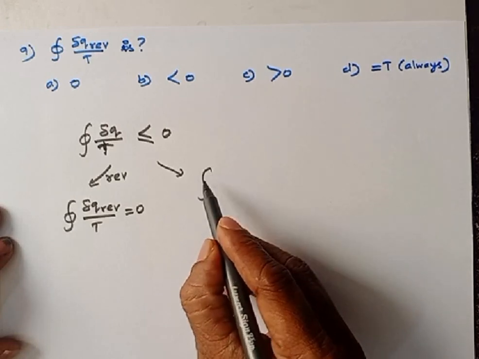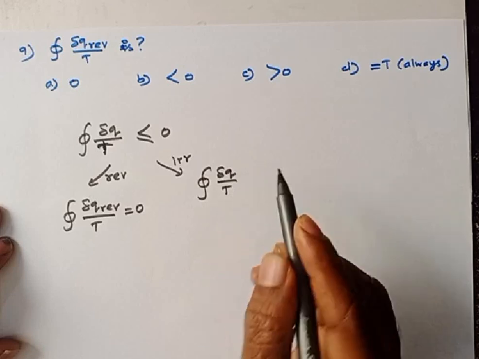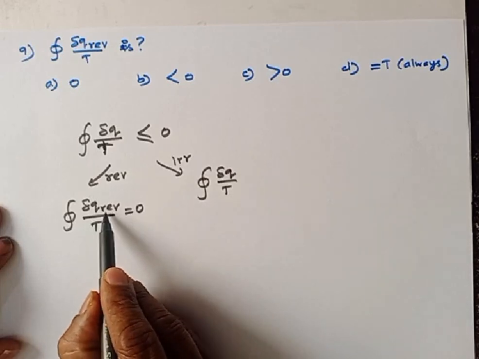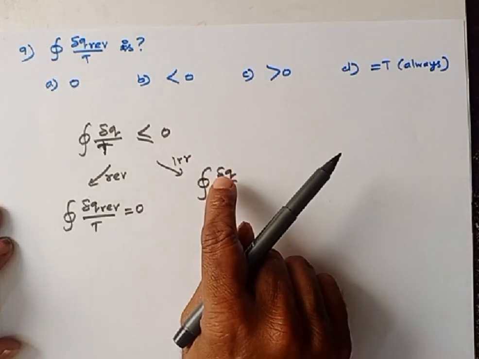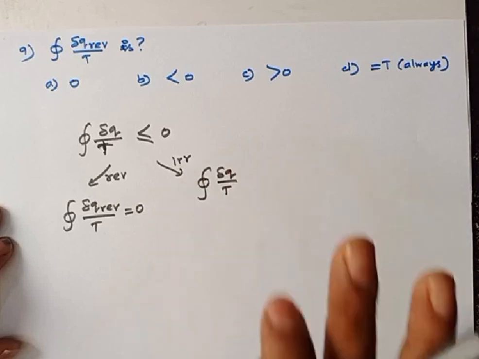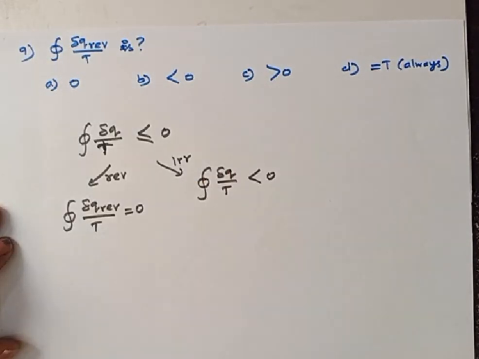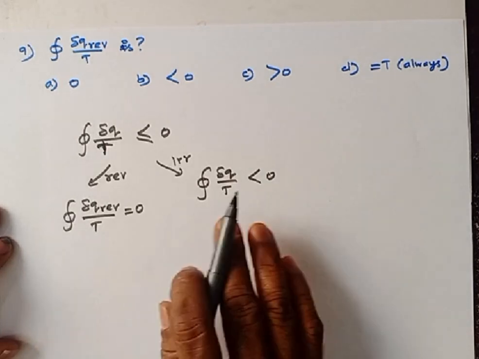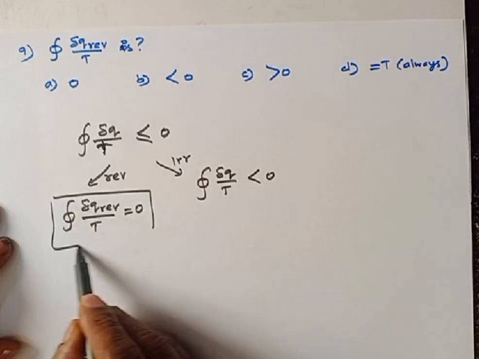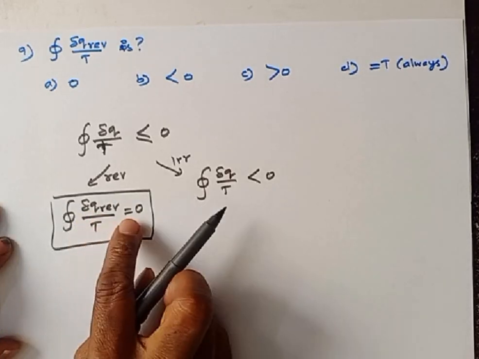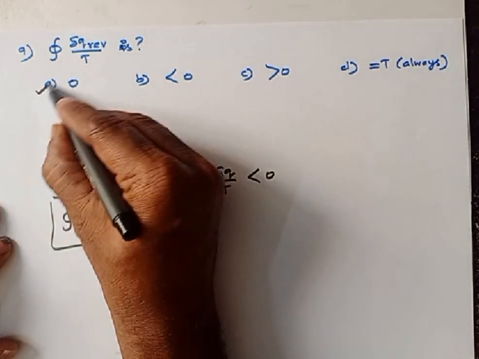In the case of irreversible process, cyclic integral of del Q by T, for reversible process we write REV, reversible. For irreversible process we usually won't write it. If you write simply del Q, it means it is irreversible. For irreversible process, the cyclic integral value is less than 0. Okay, this is based on Clausius inequality. So cyclic integral of del Q reversible by T is equal to 0. Keep this in mind. And so the correct option for this is option A.